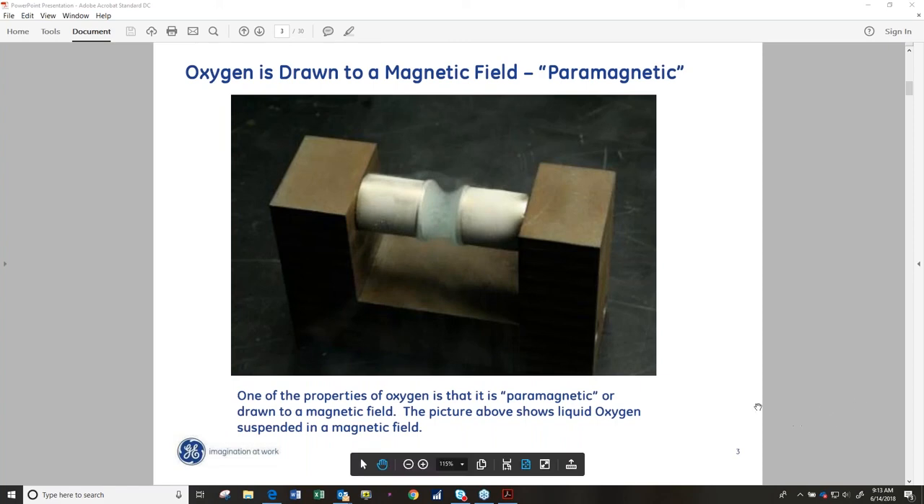So the first technology we're going to talk about is paramagnetic oxygen. Oxygen is drawn to a magnet. In the picture you see there, you see a very strong magnet, and what someone did was to pour some liquid oxygen through the poles of the magnet. You can see that there's sort of a greenish, whitish fog suspended between the magnets. That's because the oxygen molecule in itself has a magnetic attraction or an attraction to a magnetic field. We can go to the next slide.